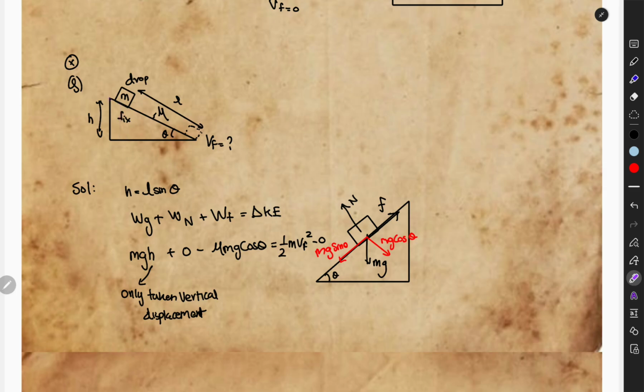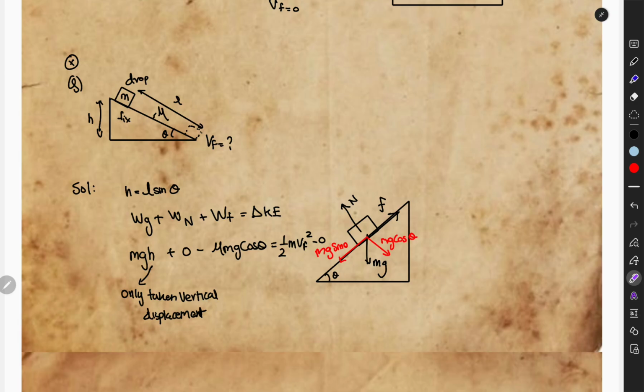Okay, and we need to take this height. So this height is h, right? So mgh will be the work done. Mg is the force and h is the displacement in the vertical direction. Only the vertical displacement is taken, right? Normal will always be perpendicular, so I can take it as 0.